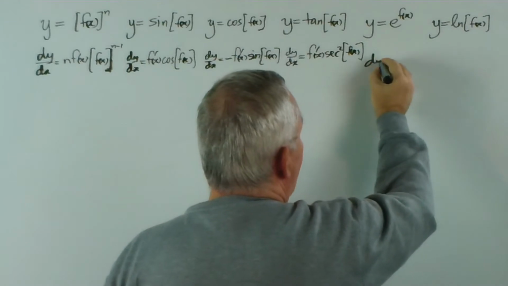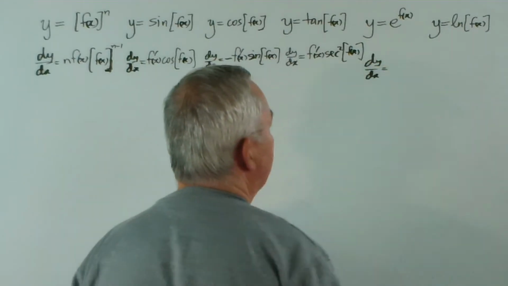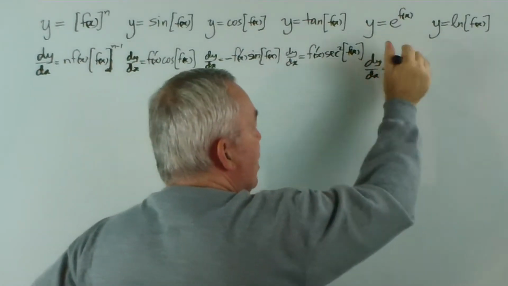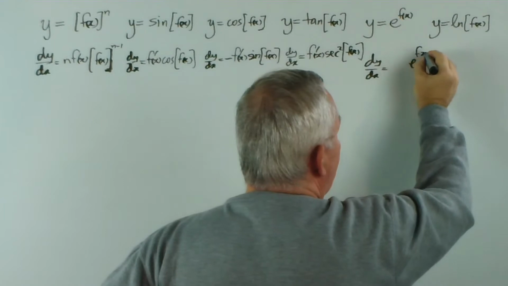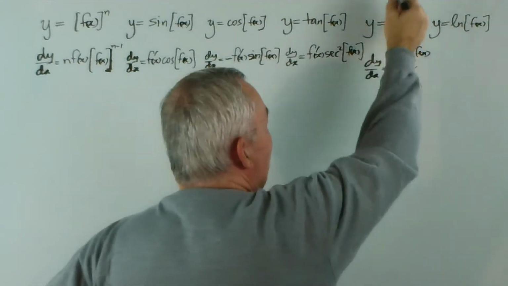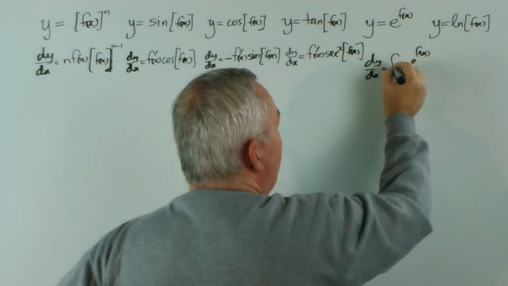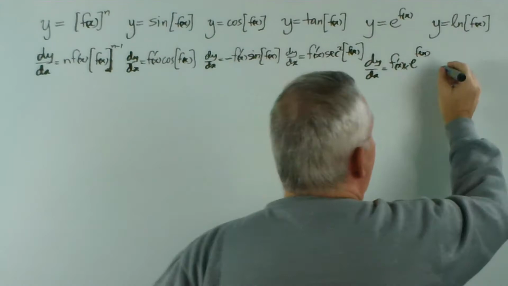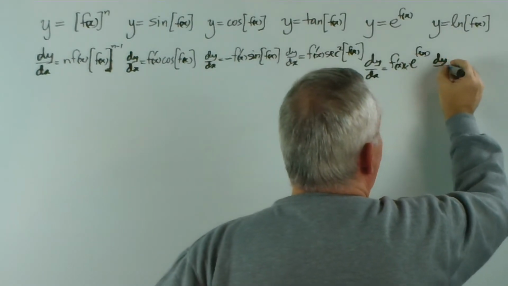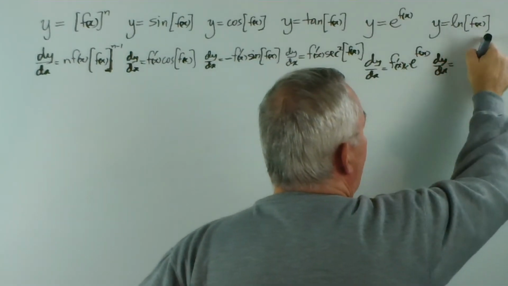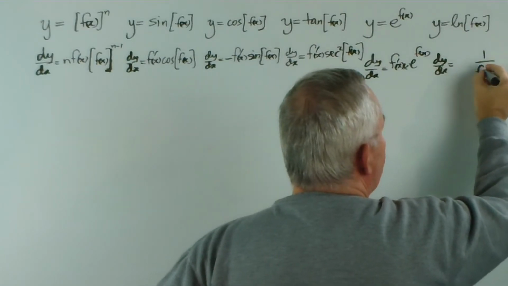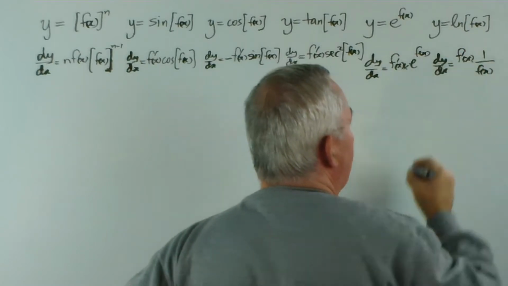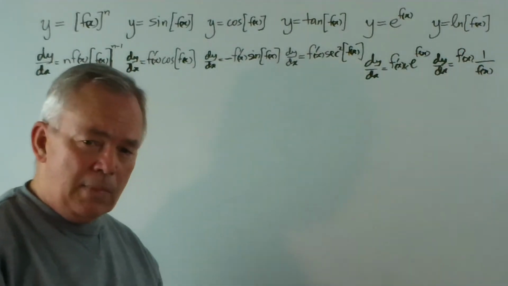If we find the derivative here, and I'll just move down a bit to avoid the congestion. The derivative of an exponential is itself, but because we have a function inside, we multiply by the derivative of that function. That's our chain rule. And finally, the derivative of a logarithm is 1 over whatever is inside times the derivative of the function inside. What do you notice?